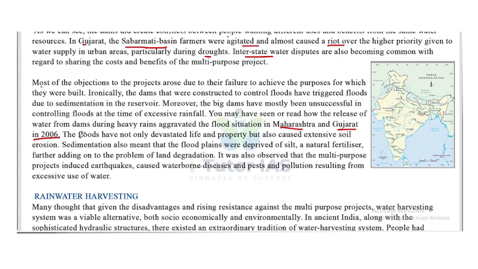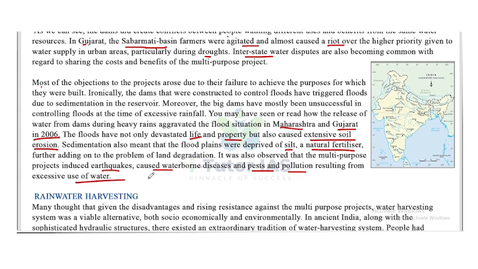In 2006, the floods not only devastated life and property, but also caused extensive soil erosion, and this further affected agriculture. Sedimentation also meant that the floodplains were deprived of silt, that is a natural fertilizer, further adding to the problem of land degradation. It was also observed that the multipurpose projects induced earthquakes, caused waterborne diseases, and pests and pollution resulting from excessive use of water.